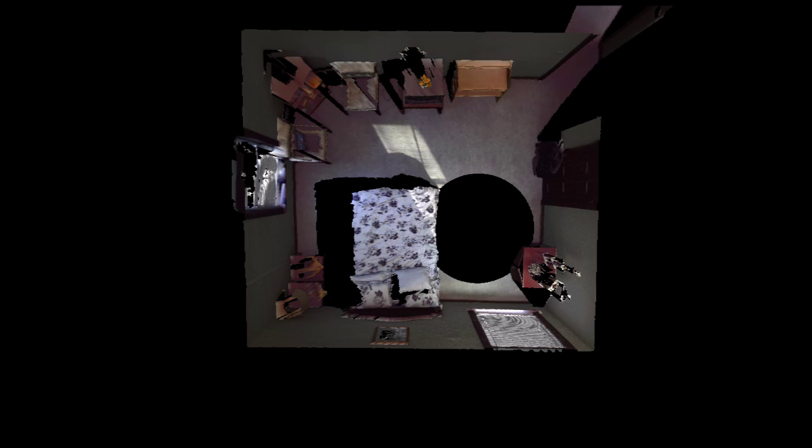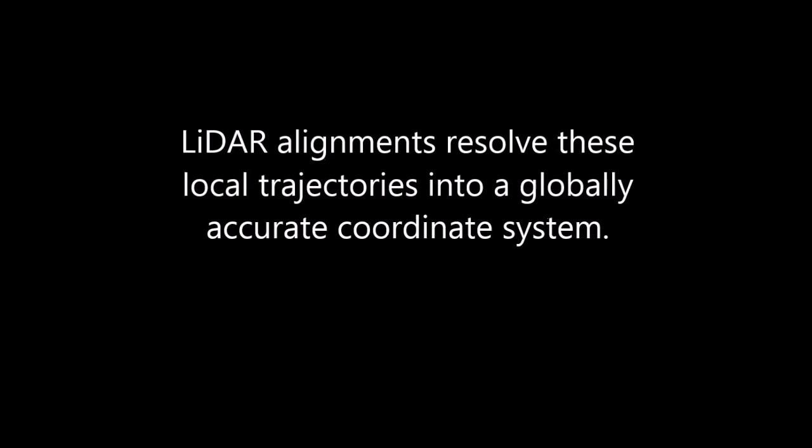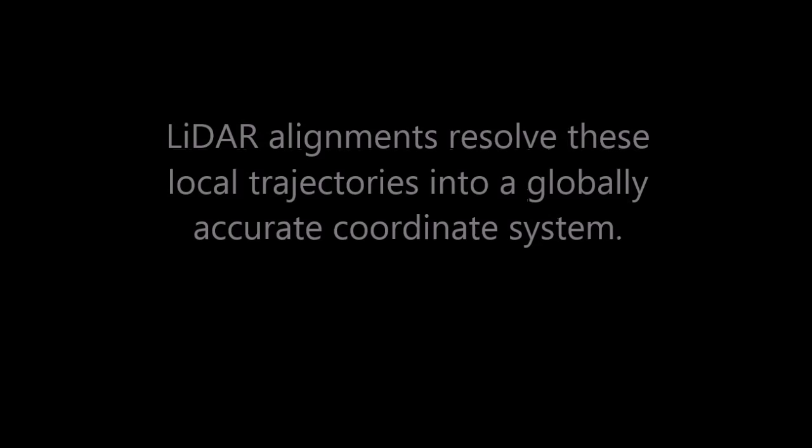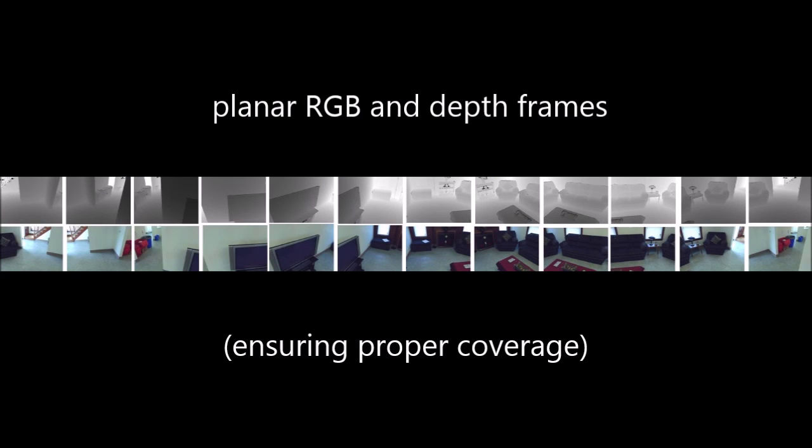Our solution utilizes a global LiDAR map. LiDAR alignments resolve these local trajectories into a globally accurate coordinate system. Global alignment proceeds by first decomposing a LiDAR scan into the format of our previous algorithms. Spherical LiDAR data is decomposed by projecting into a number of planar RGB and depth frames, ensuring proper coverage.